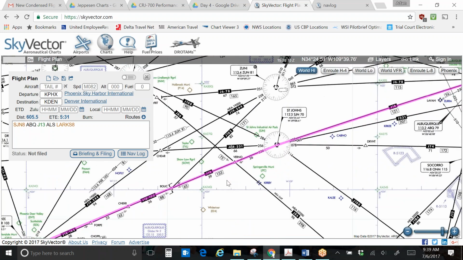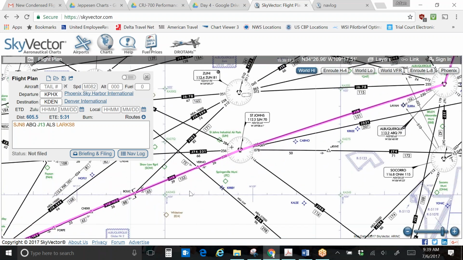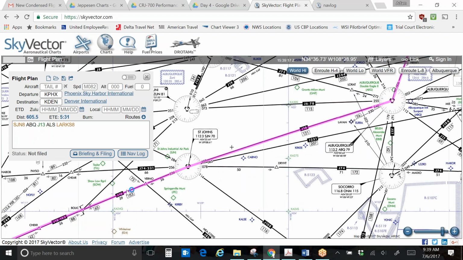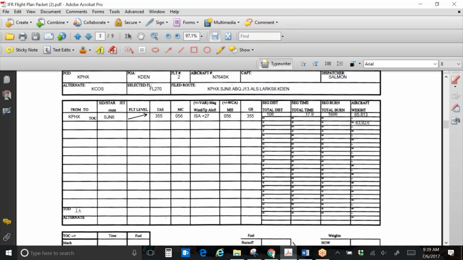The reason we're figuring that out is just to know where we're going to start our next leg. Our next leg is most likely going to be top of climb all the way to Albuquerque, because that's where we pretty much go in a straight line, and then at Albuquerque we turn north. But before we do that, let's figure out our top of descent. So top of descent into Denver. We know that it's going to be via the Larks 8 transition. We also know that it is on descent. So that's all we really know so far.